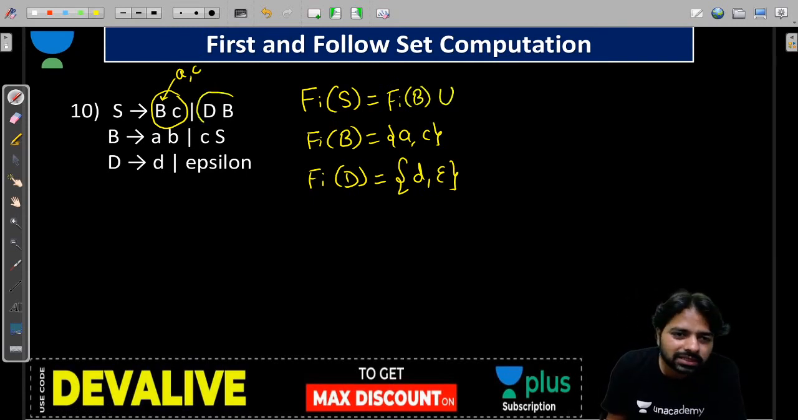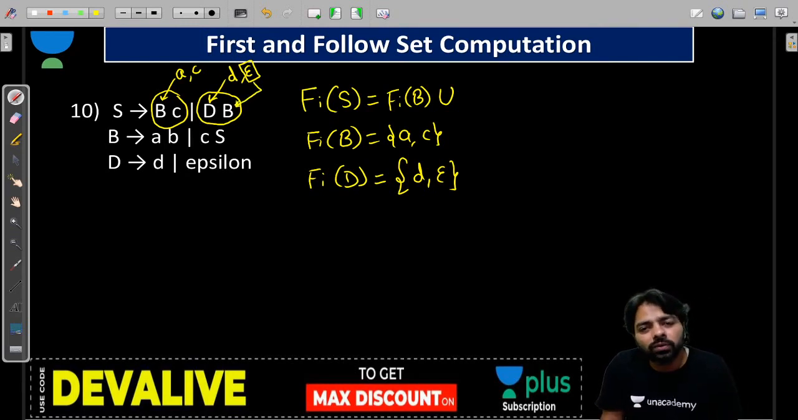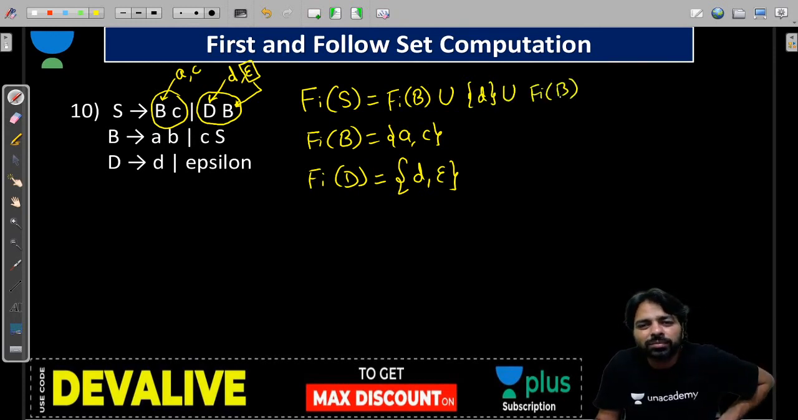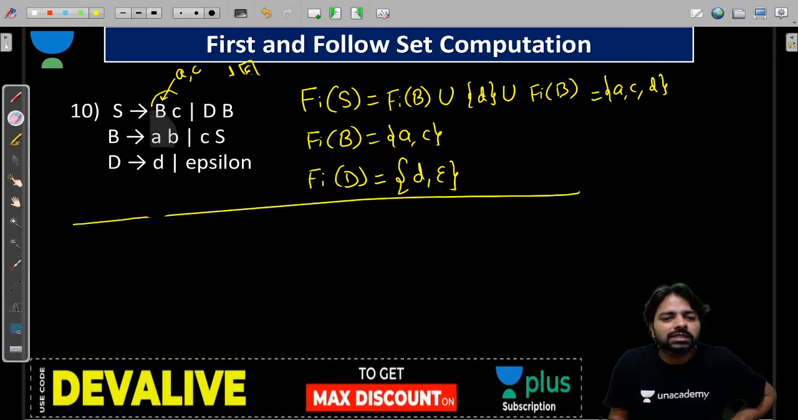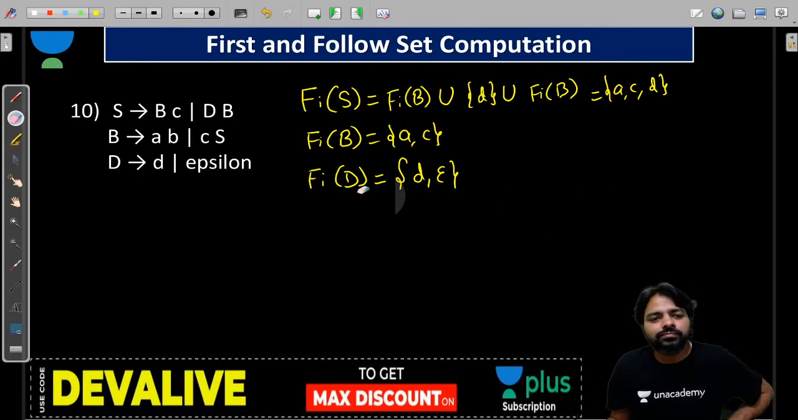Union. In this D, will you believe it always gives something? No. D gives something and the other one is epsilon. Because of epsilon, you must go to this one too. So what we do is say D union the capital B, that's the first of B again. But first of B came twice, you can take it once. First of B is A, comma, C, and D is already there. This is about the first set.